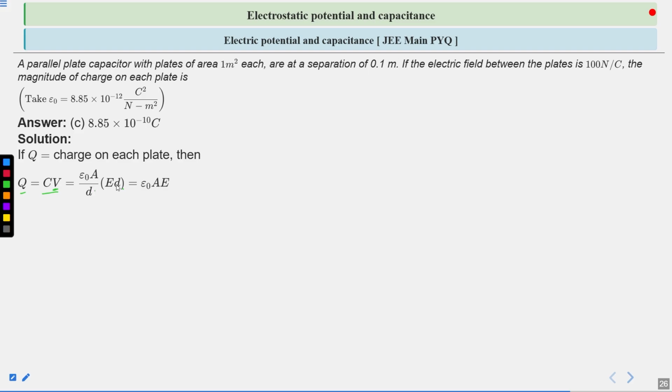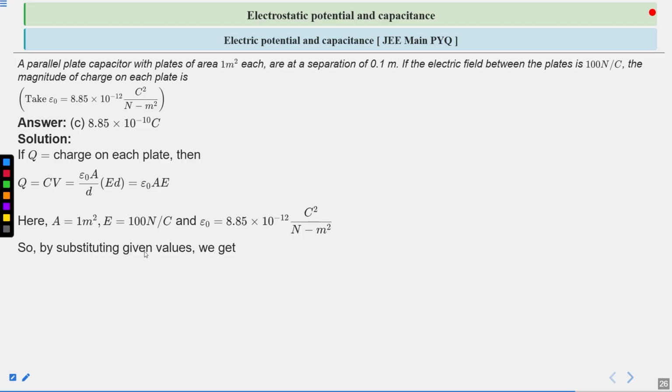So this d and this d will cancel out, and it will become epsilon naught A E. Epsilon naught value is given, A value is given, E value is given, so we can find the charge. The area is given, 1 meter square, the electric field is 100 Newton per coulomb. By substituting the given values, we get Q equal to 8.85 into 10 to the power minus 12, this is epsilon naught, into area 1 meter square, and the electric field 100 Newton per coulomb. After putting these values, we will get 8.85 into 10 to the power minus 10.